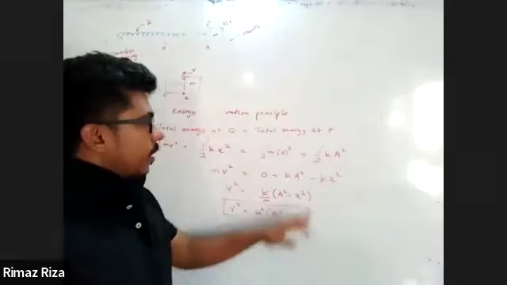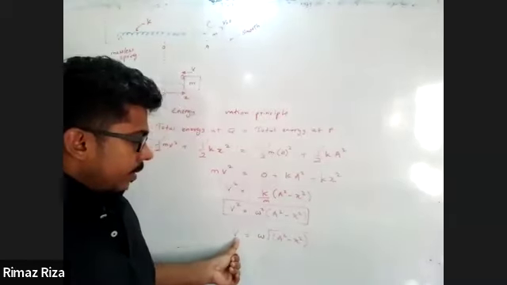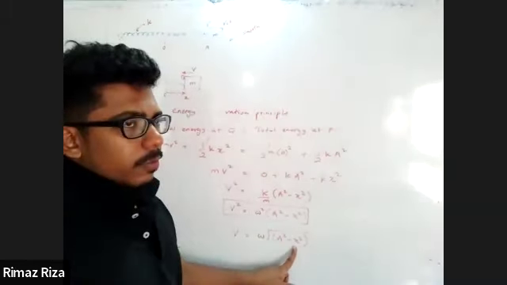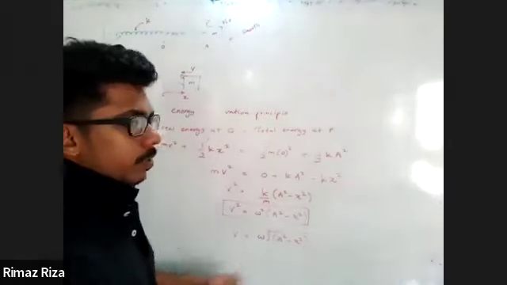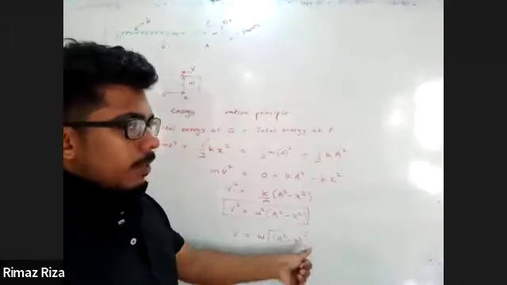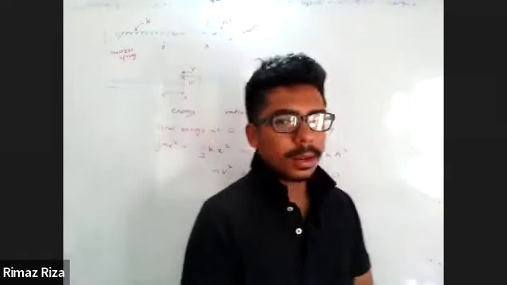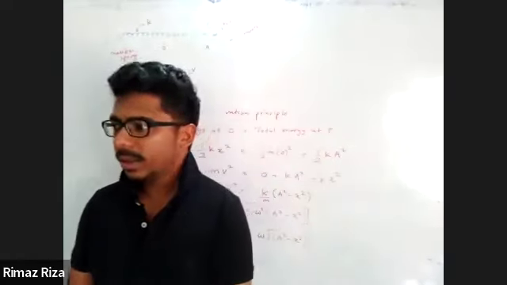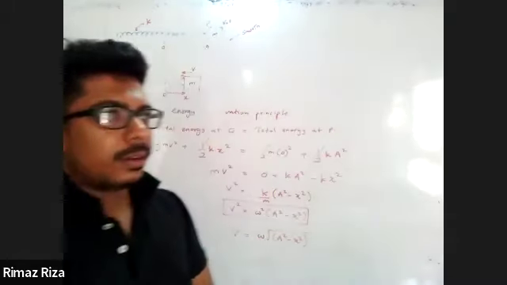Okay, so after this, write the first point. The velocity of the particle decreases as displacement increases.